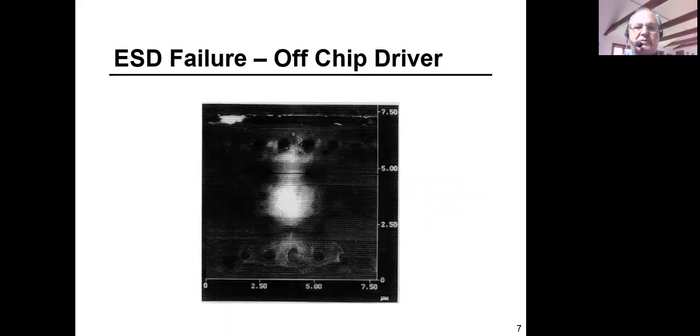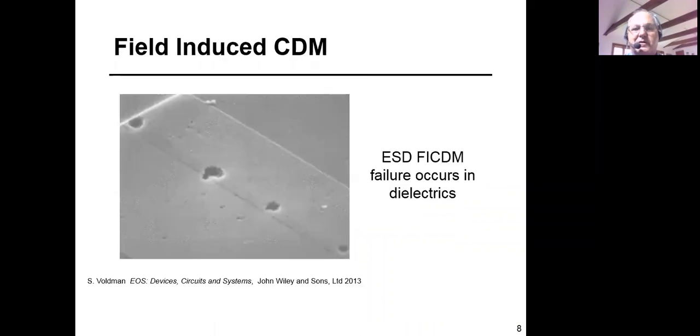Here's an example of what an off-chip driver failure looks like in a stacked device. You can see that the pattern goes from the top transistor to the bottom transistor. You can see the contact holes, then it goes under the gate, and then into the middle section. So this is a typical example of an atomic force microscope mapping of an off-chip driver failure.